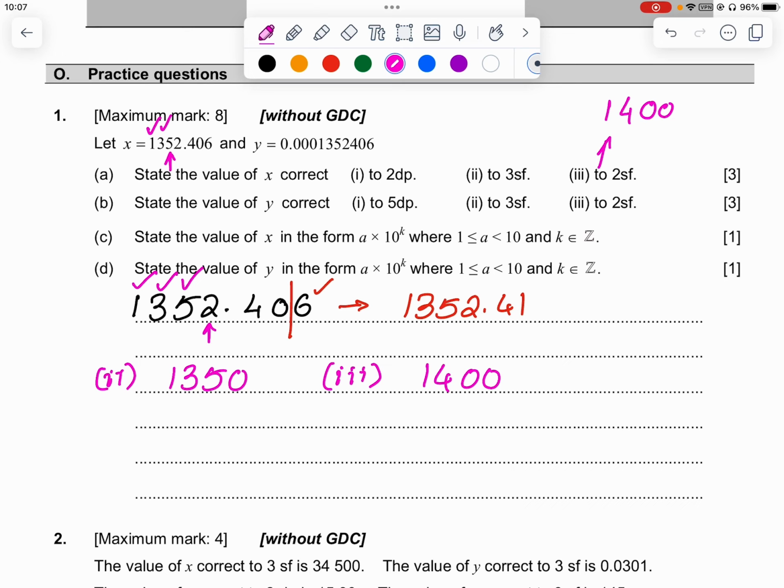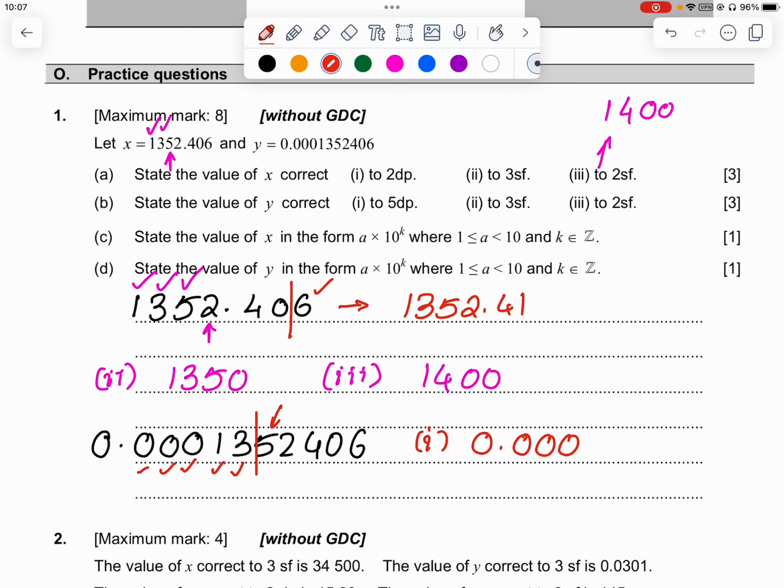State the value of y to 5 places of decimal. What is y? 0.0001352.406. 5 places of decimal. 1, 2, 3, 4, 5. Draw a line over here. The next number is 5 or more than 5. So you should be adding 1. So it becomes 0.00014.